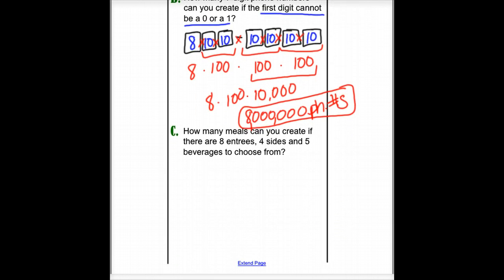What I want you to do right now is try this problem of how many meals can you create if there are 8 entrees, 4 sides, 5 beverages to choose from. Enter your answer into Edpuzzle, and then you can check your answer when you're done.